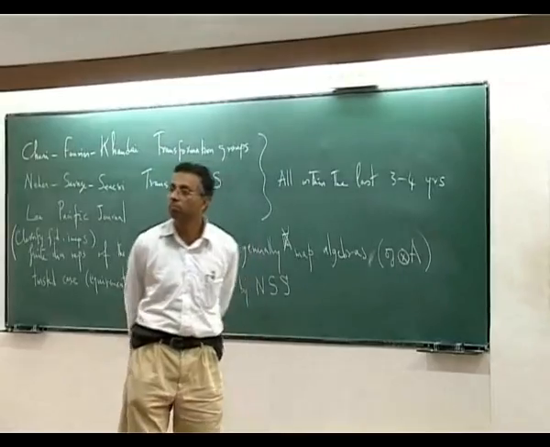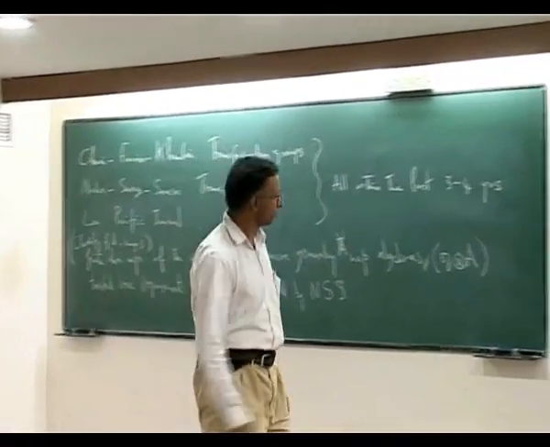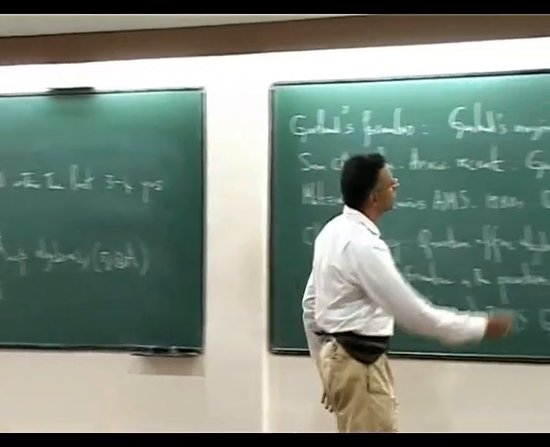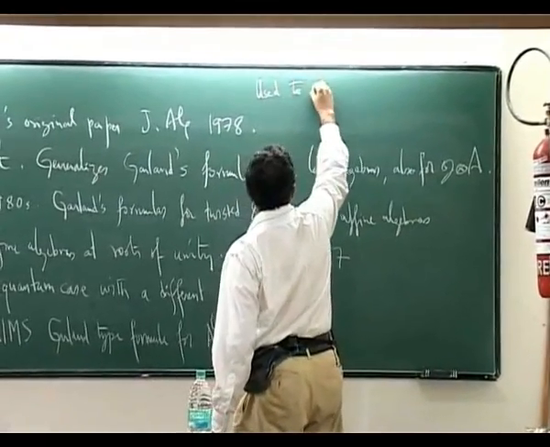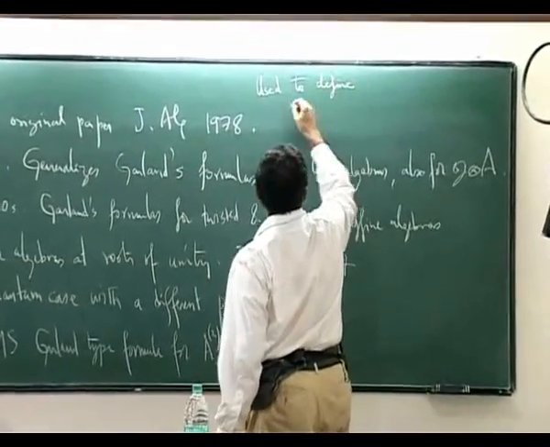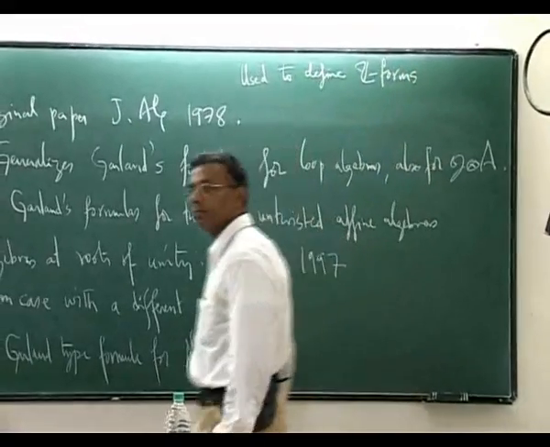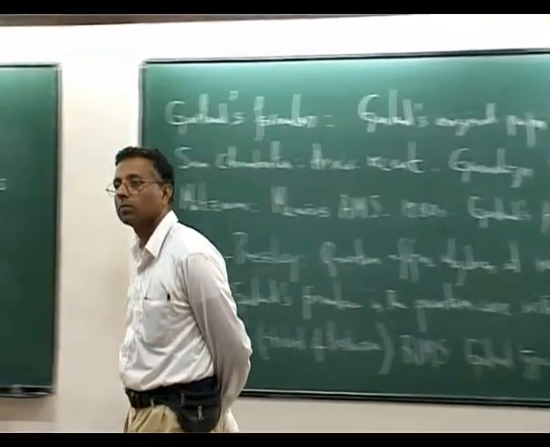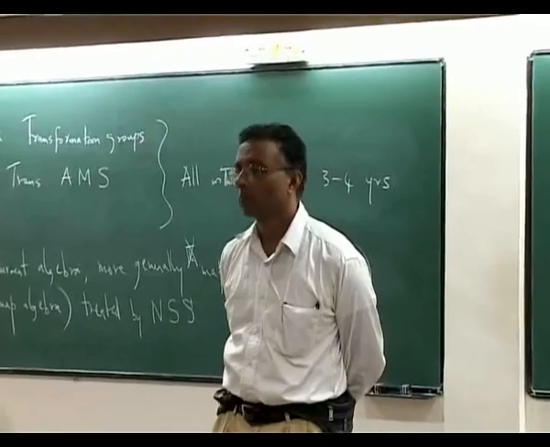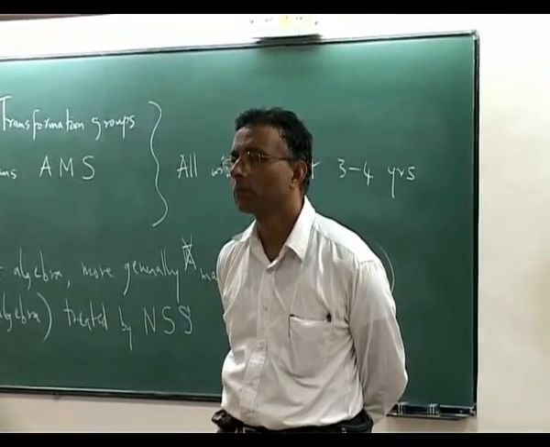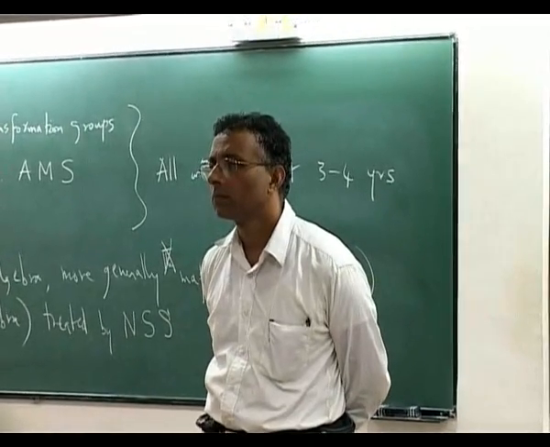Yeah, so Garland's formulas are used mainly to define Z-forms for affine algebras or quantum affine algebras. I mean, that was the motivation, right? So once you define Z-forms, then you want to go to characteristic P, for instance. That's one thing. But actually, there isn't very much literature on that.